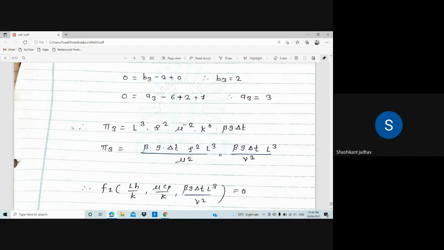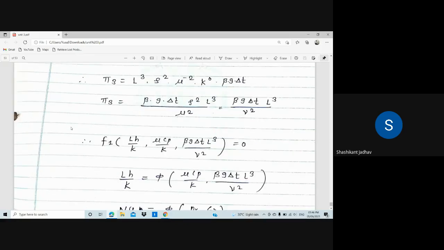So put those values into the pi3 equation. What is the pi3 equation? Pi3 is equal to L raised to 3, rho raised to 2, mu raised to minus 2, k raised to 0 into beta g delta t. So from this we get pi3 is equal to beta g delta t into rho square L cube divided by mu square. All of you write down the equation of pi3, and mu by rho is nothing but nu. So in the next step, beta g delta t L cube divided by nu square.